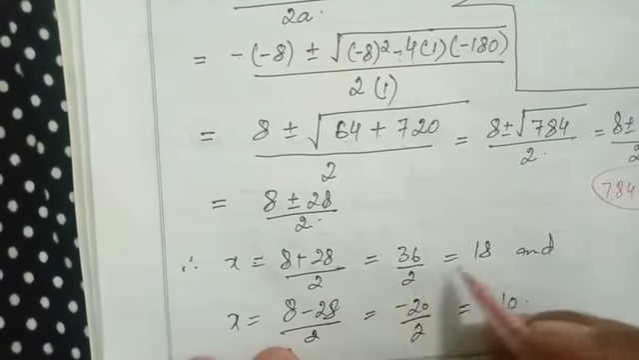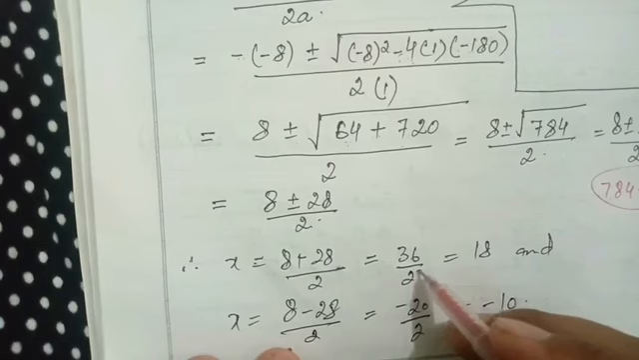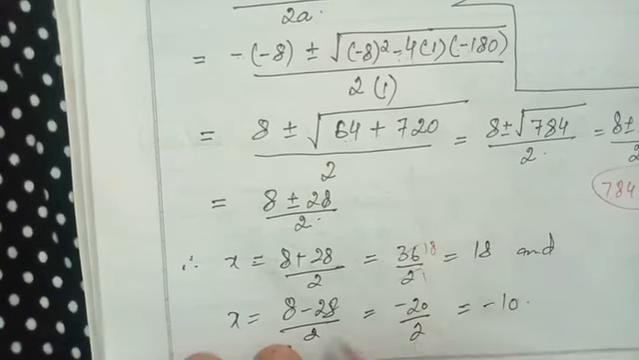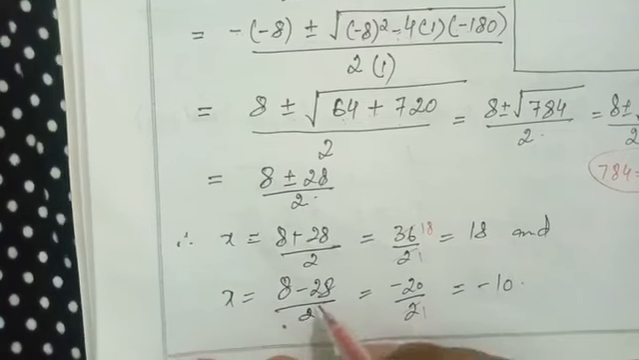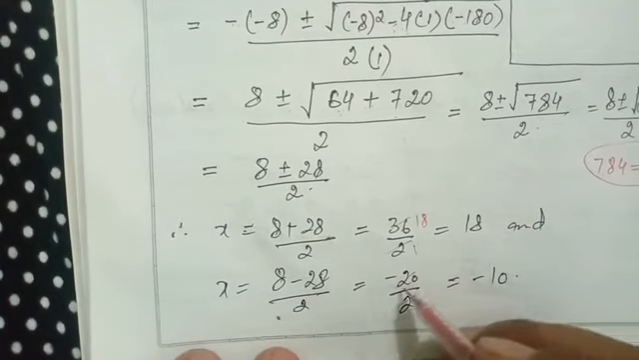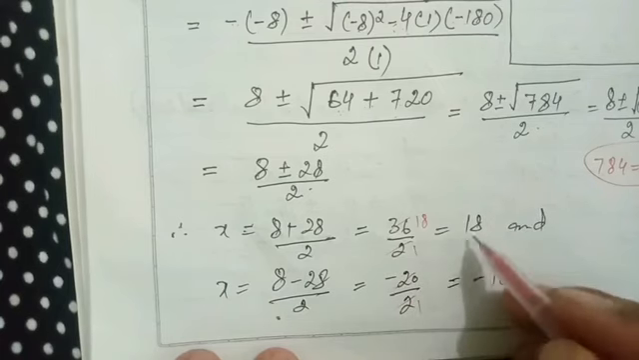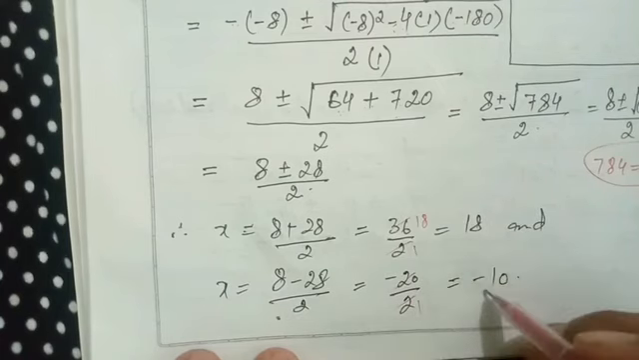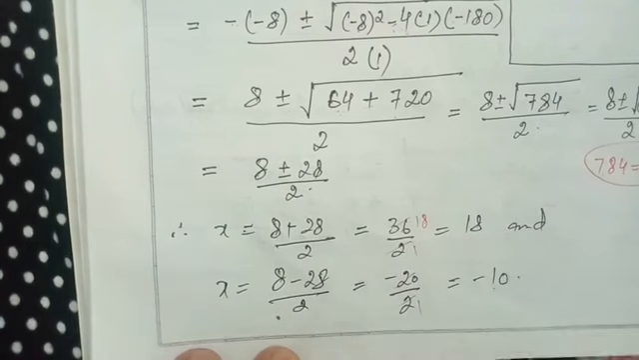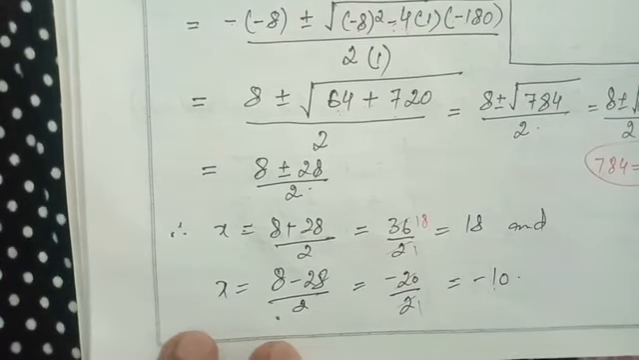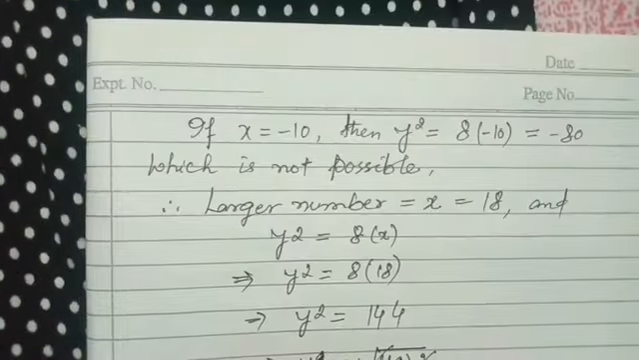Then I will take the plus sign, I will get 36 by 2, that's 18. You can also cancel here, that's 18. And similarly here I will take the negative value, that is minus, and I will get minus 20 by 2, that's minus 10. So x has two values, 18 and minus 10. That is the solution of the given equation.